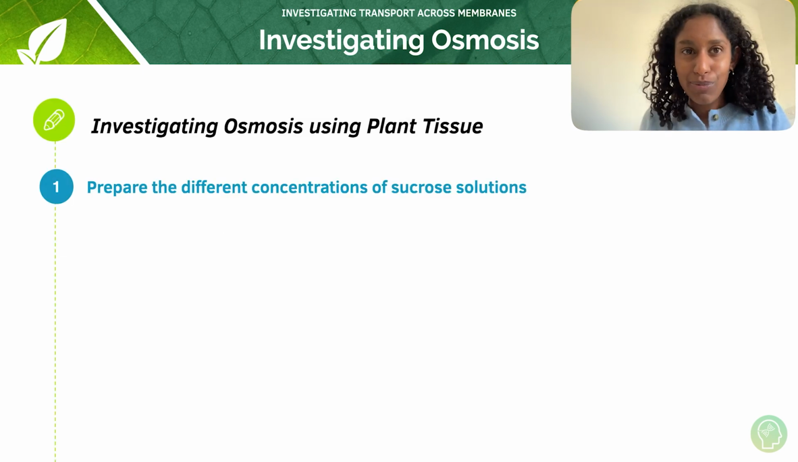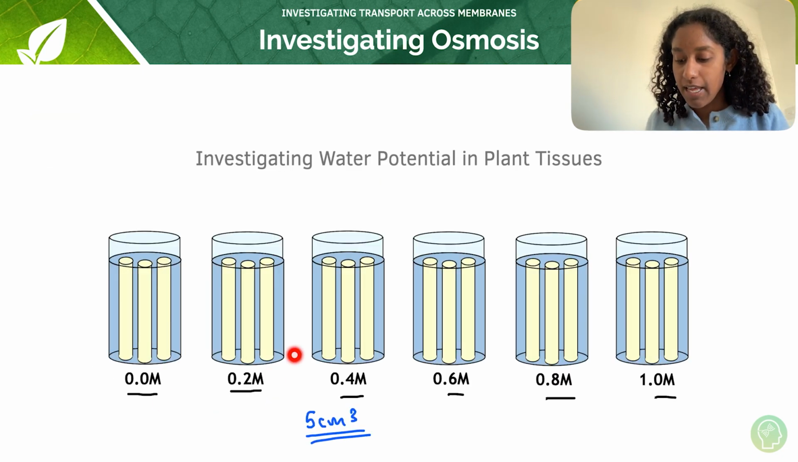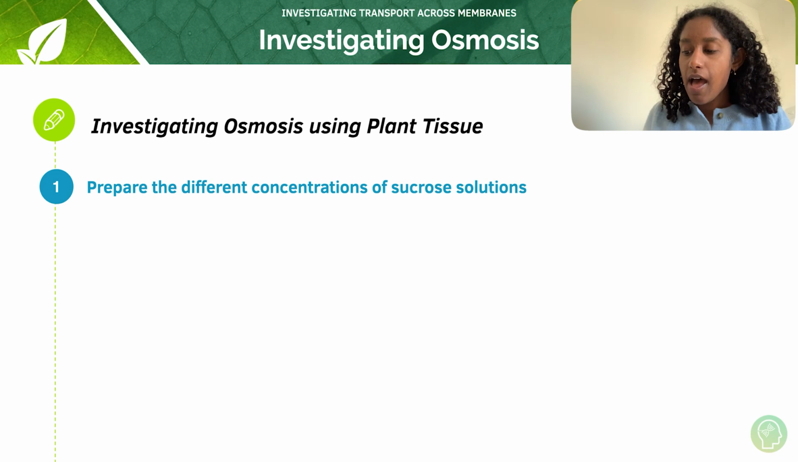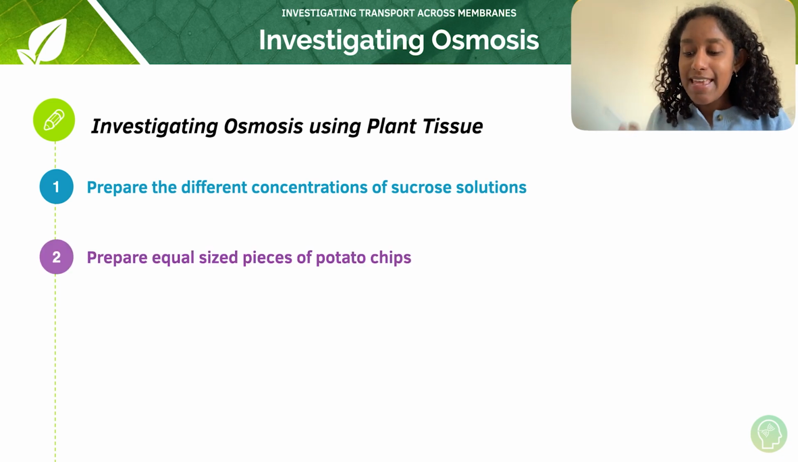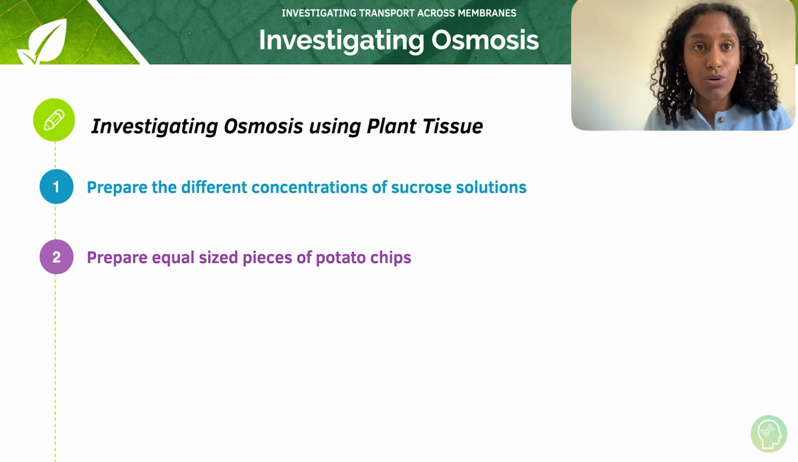So let's just recap what I've just talked through there, just in writing. So we've prepared our different concentrations of sucrose solutions. You can see them down here. 0 molar, 0.2 molar, 0.4 molar, 0.6 molar. And then we're going to prepare equal sized pieces of potato chips. So we're going to cut them out using the cork borer.